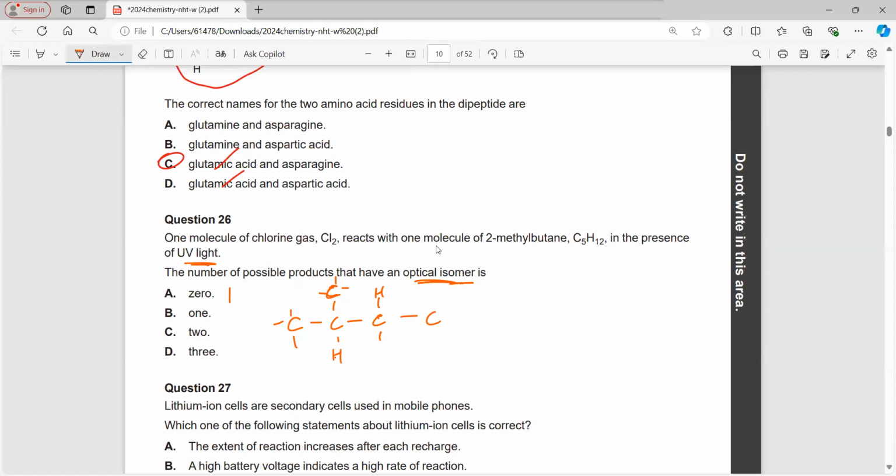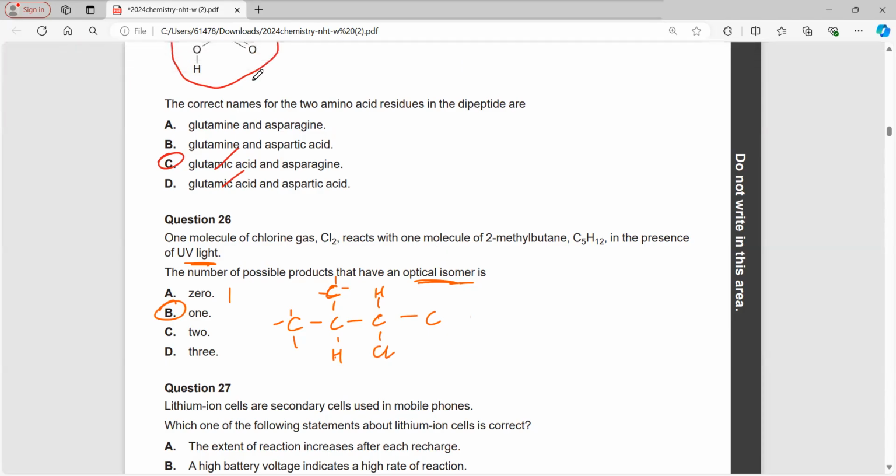We can't put a chlorine here because it's connected to 2 H's. We can put a chlorine there, but it's not going to result in an optical isomer. Same thing here and same thing there. So it's actually only one that results in the formation of an optical isomer. I know I sort of rushed that, but hopefully that makes sense.